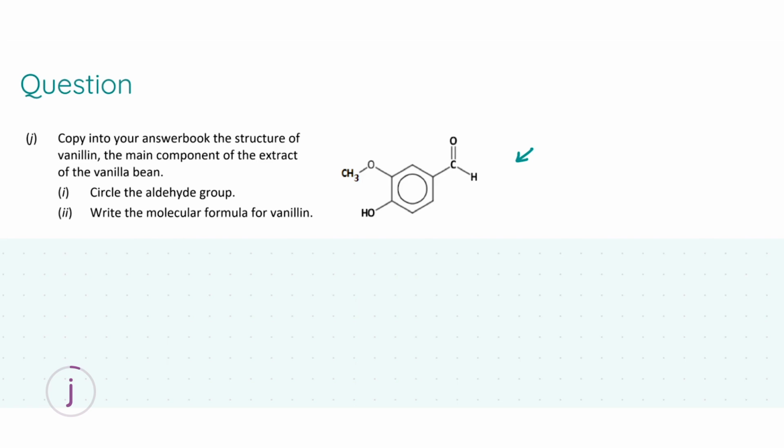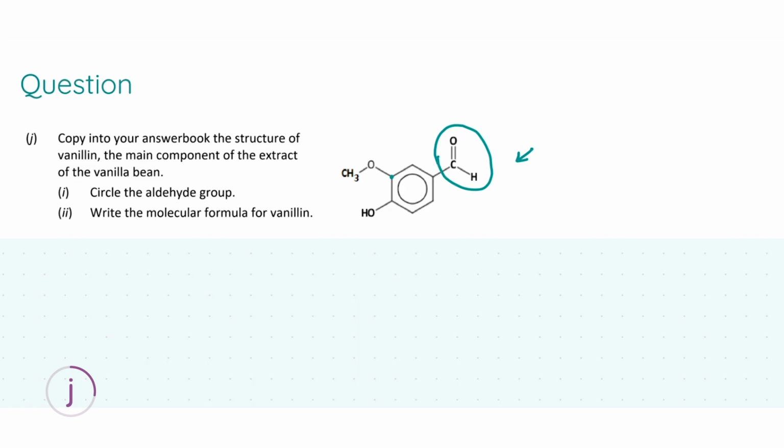So question J part 1 asks us to circle the aldehyde group, okay? So the aldehyde group is going to be the C double bond O, single bond H, okay? That group here. So this is the aldehyde group. That's just something you're going to have to remember. You should know your carbonyl groups, your alcohol groups, the aldehyde groups, and all of these for the short questions and also for the organic chemistry questions, okay?